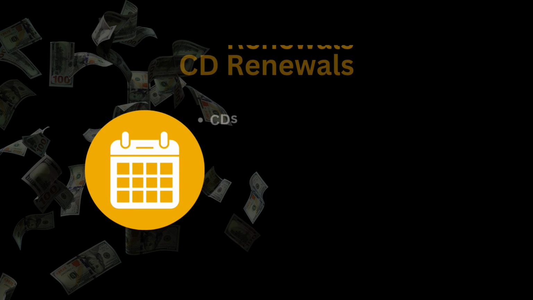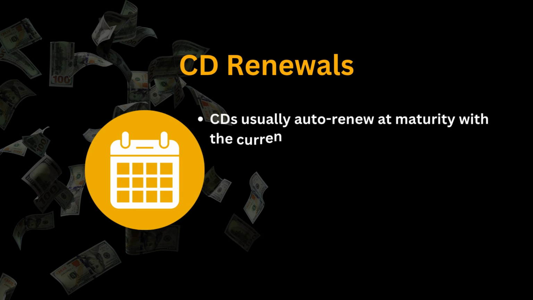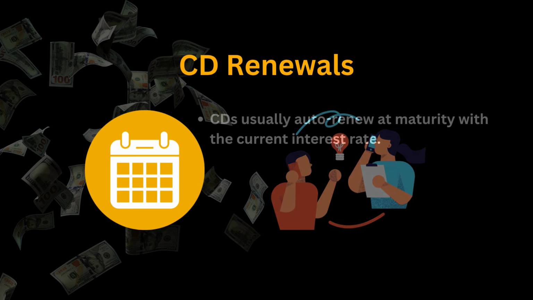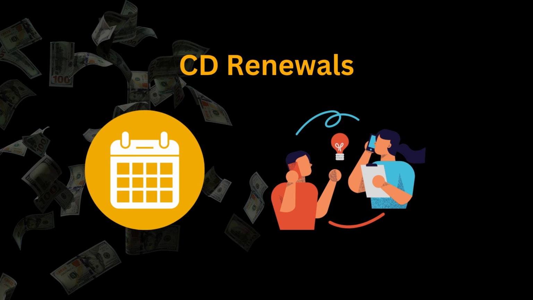CD renewals. CDs usually auto-renew at maturity with the current interest rate. You'll receive a renewal notice about 1 month in advance. You can choose a different term and rate online in many cases. If you don't want to renew, some institutions require a phone call to transfer your funds or close the account. On that note, Capital One allows you to opt out of renewal online, which I personally love.